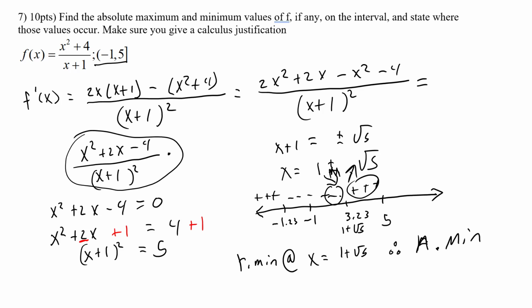And so then again, to find the absolute min, f of 1 plus the square root of 5, which is 1 plus the square root of 5 squared plus 4, all divided by 2 plus the square root of 5. And there you go. And that is it.